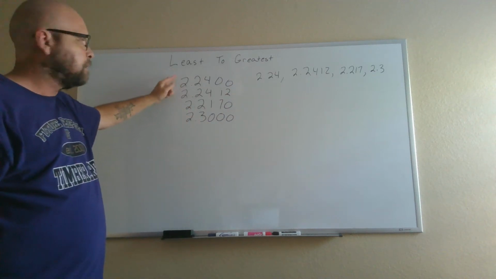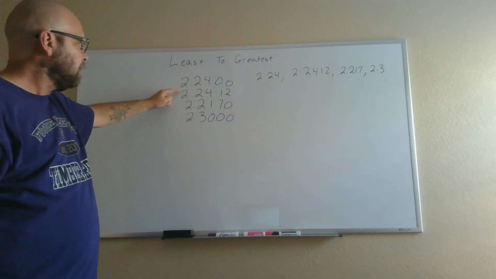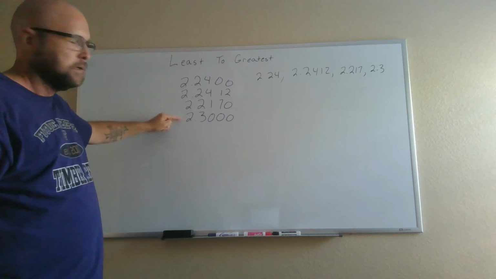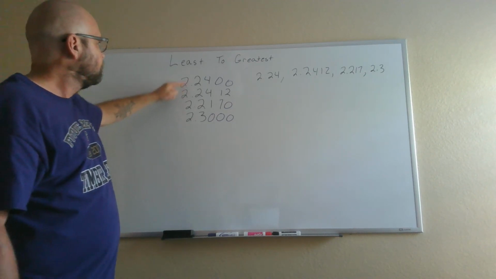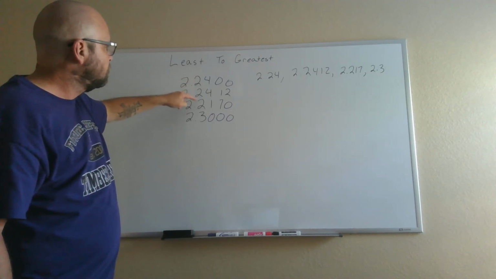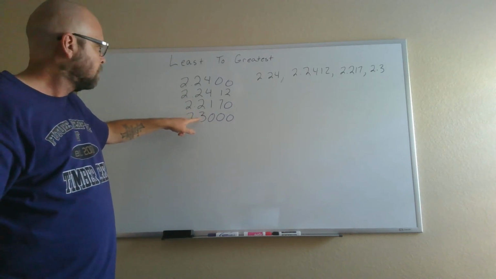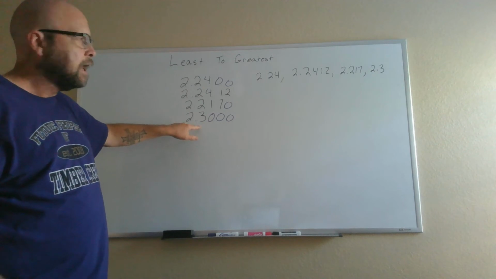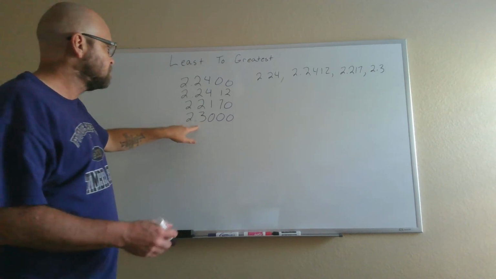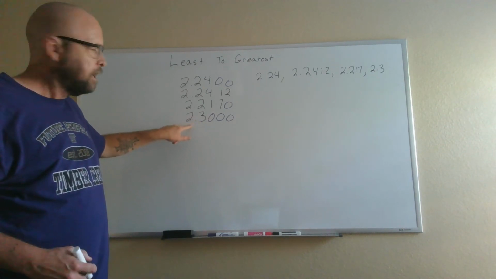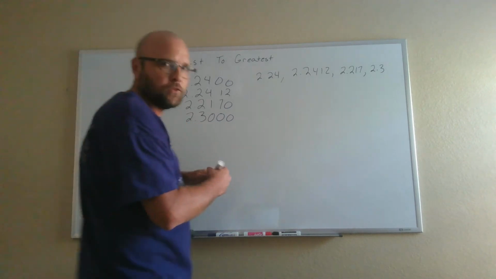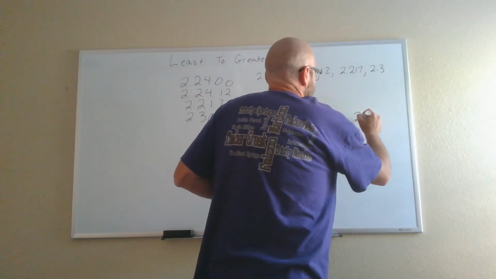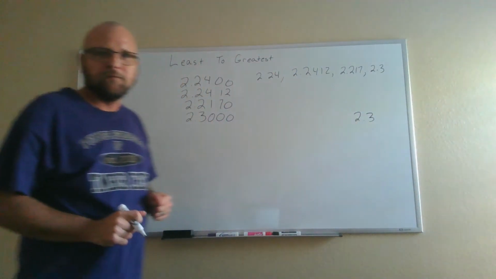The biggest in this number is the ones place. Here they are all twos, so I can't compare anything here. Here we have a two, a two, a two, and a three. Since this three is bigger than all the others, I can tell you right now that this three is going to be my last number. So I'm going to have 2.3 last, or 2 and 3 tenths last.